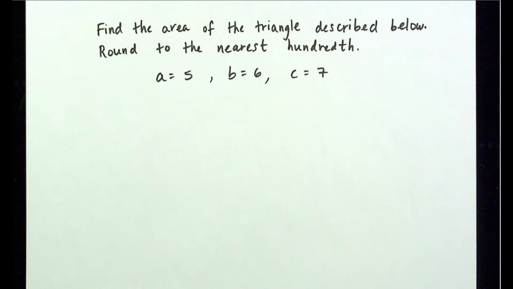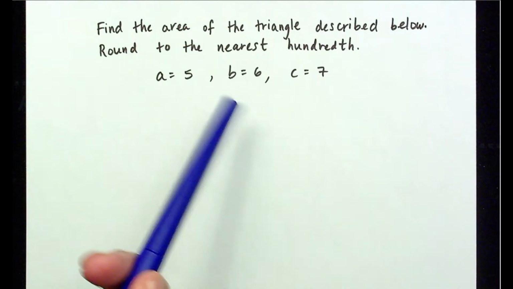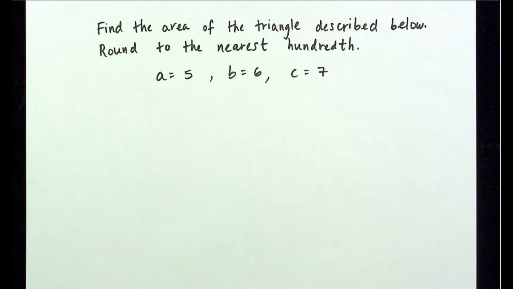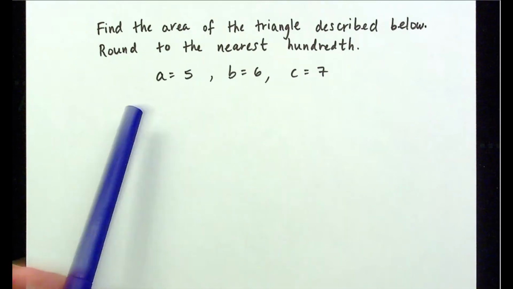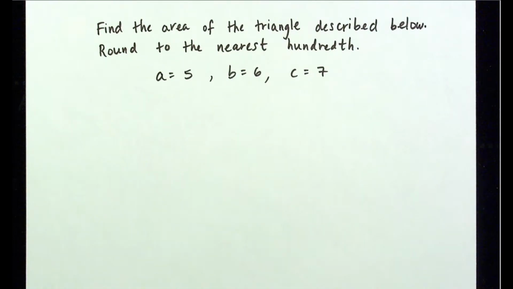Find the area of the triangle described below. The description gives us the length of all three sides. There's no angles here, all three sides. So when you have all three sides and you want to find the area, you have to use Heron's formula.